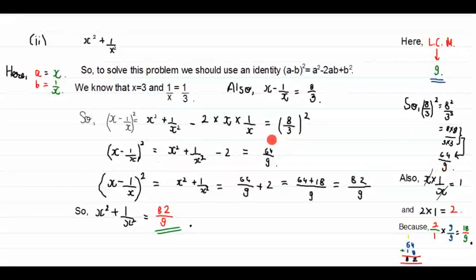So it will become 64 by 9. In our next step, (x minus 1 by x) whole square is equal to x square plus 1 by x square minus 2, which is equal to 64 by 9 plus 2. So this minus 2, when it goes to the RHS, it becomes plus 2.